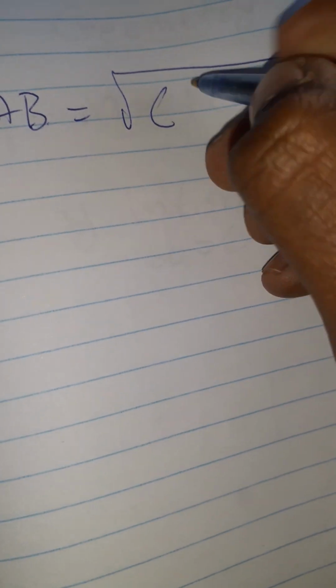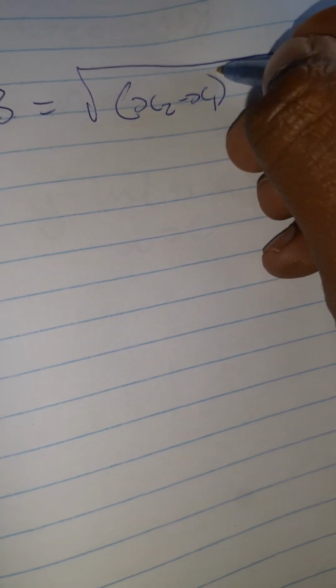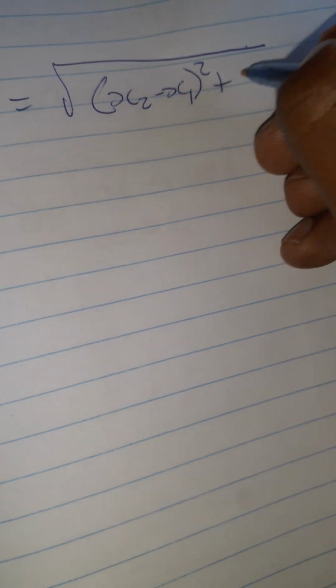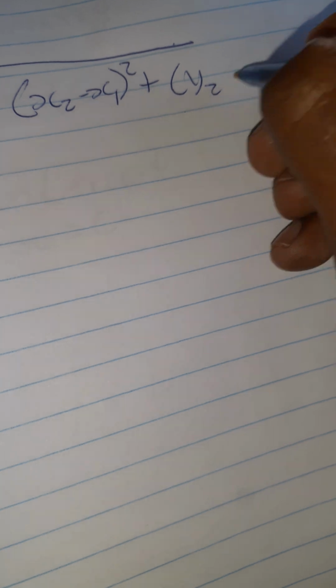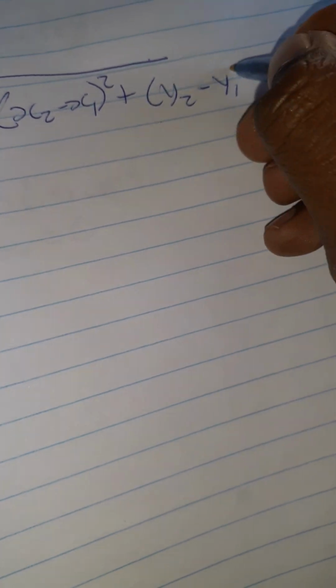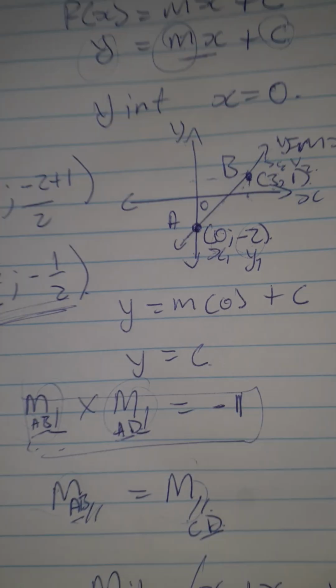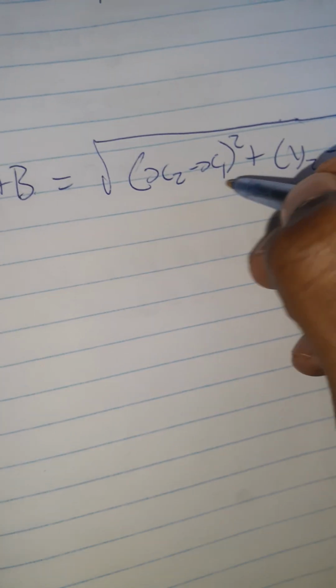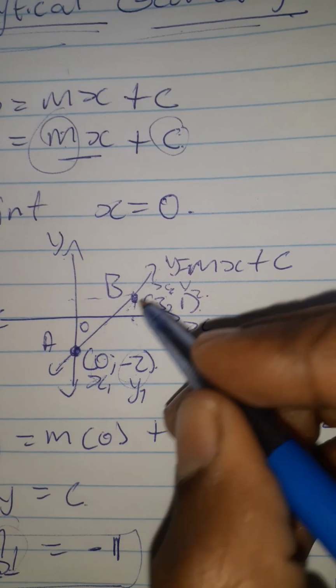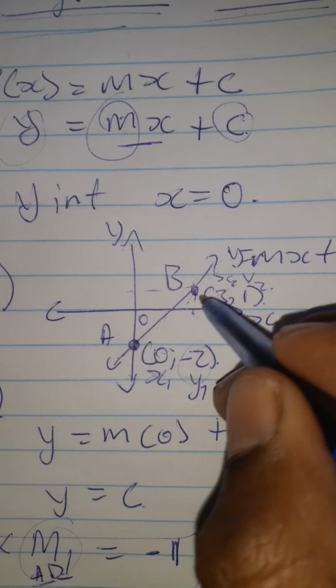Now we are going to have the square root of (x2 minus x1) squared plus (y2 minus y1) squared. This is your distance formula. Okay, now let's solve for the distance of these two points. Let's see how many units we have between these two points.